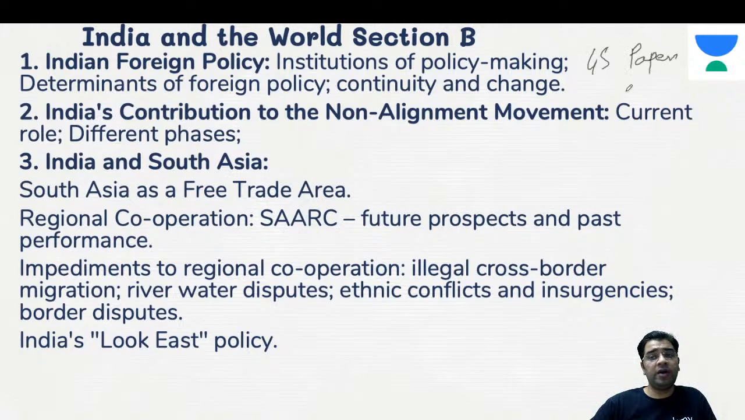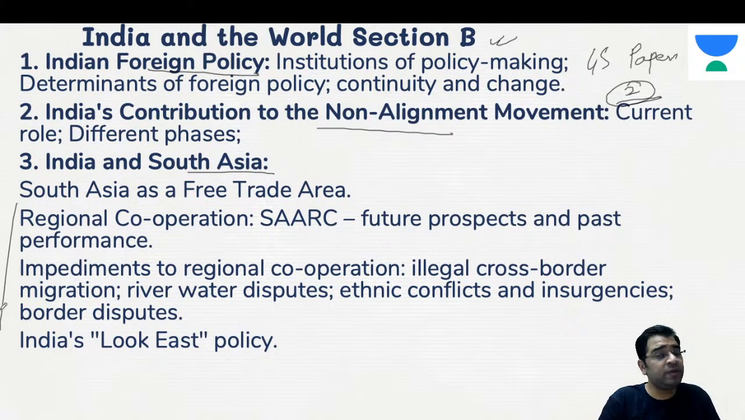In GS paper 2, you are already doing IR. So when you do PSIR, GS paper 2 IR will not be required to be done separately, because you will already be covering India's foreign policy in PSIR. You will be covering NAM, South Asia, and various policies. So you will be covering everything over here.